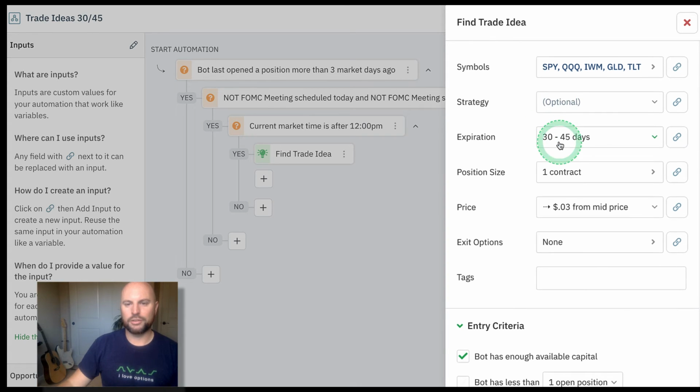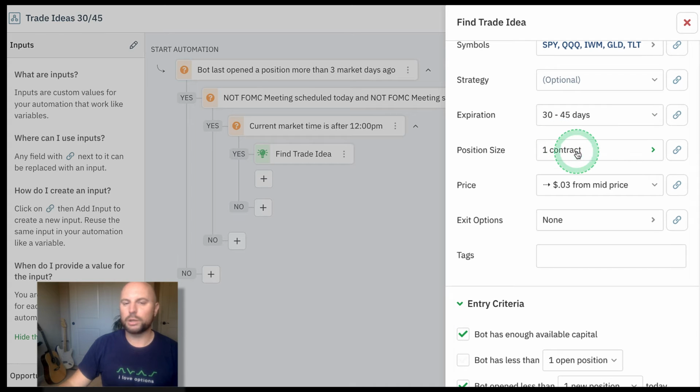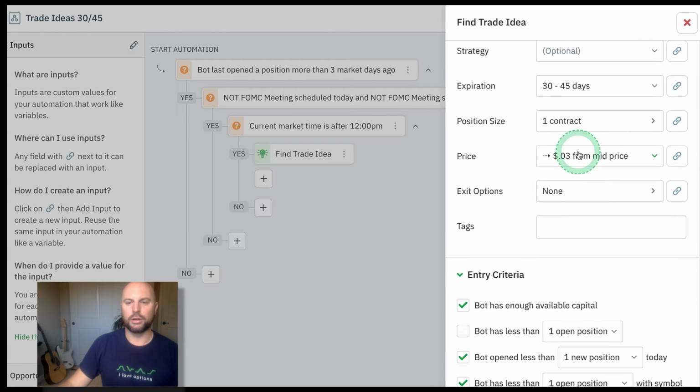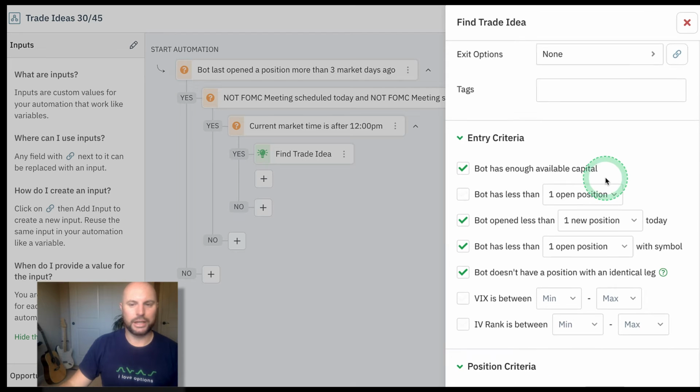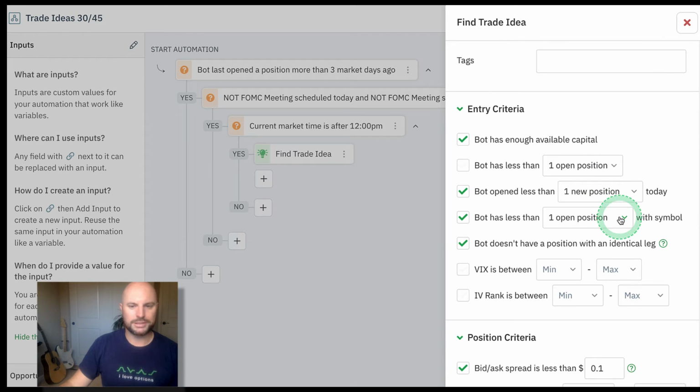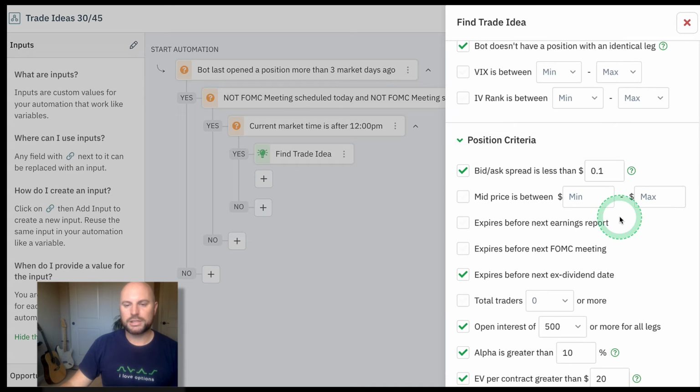Now, pretty simple setup, 30 to 45 days. I only run one contract right now. I'll show you below how I control the risk on that. Some simple entry criteria. I just don't want to double up on symbols, right? So I don't want a bot opening 5 trades in SPY and none in my other tickers. So I tell it it can open 1 per symbol. And then my criteria is pretty straightforward.